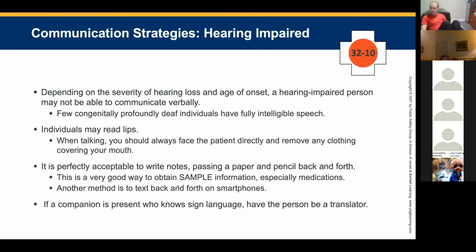For hearing impaired individuals, depending on the severity of the hearing loss and age of onset, a hearing impaired person may not be able to communicate verbally. Few congenitally profound deaf individuals have fully intelligible speech. Individuals can read lips. However, consider, if they're reading lips, whether or not you are wearing a mask. This can impact the person's ability to read lips. So when talking, you should always face the patient directly and remove any clothing covering your mouth. Please make sure you remove any masks.